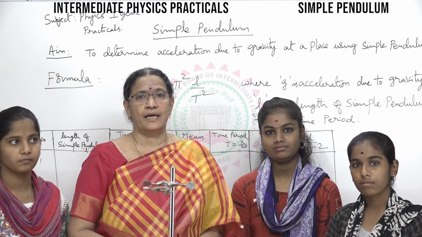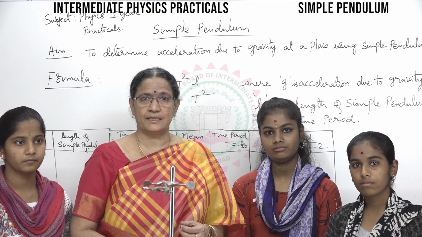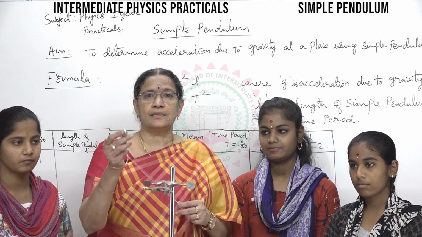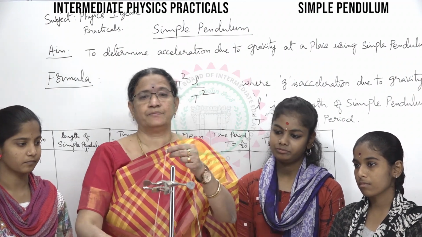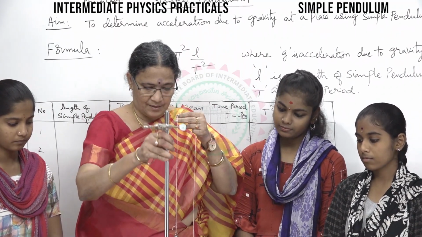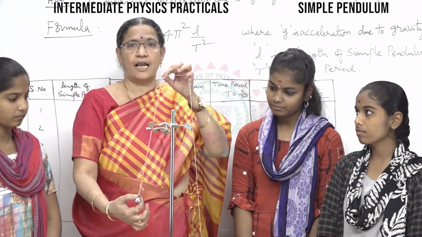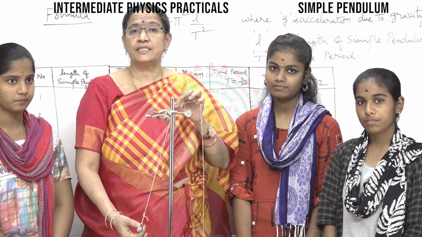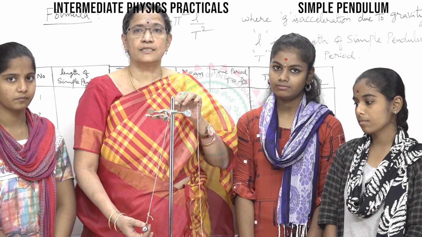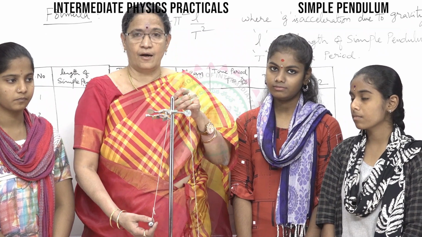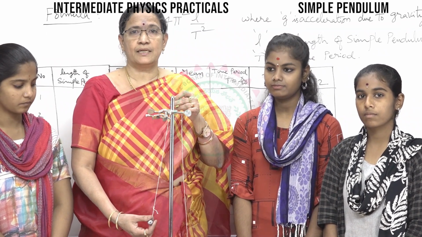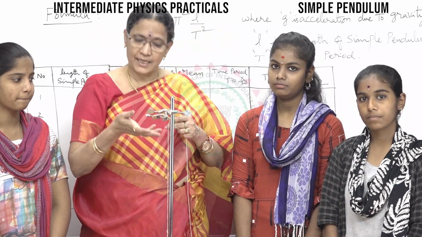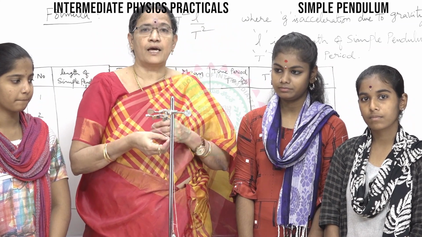Today we are going to do the experiment, simple pendulum, a first year physics experiment. This is a bob with a string tied to it, and when it is set into oscillatory condition, it goes to and fro and we say that it undergoes simple harmonic motion. Our aim in doing this experiment is to determine acceleration due to gravity at any given place, at this place today. So, how are we going to proceed?